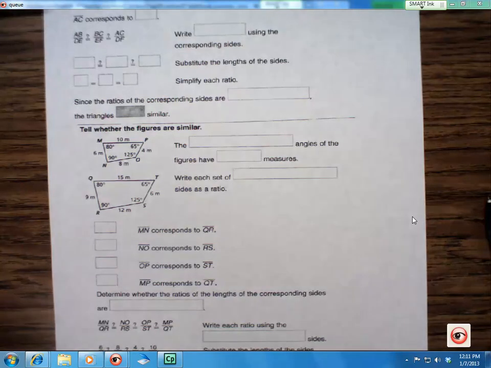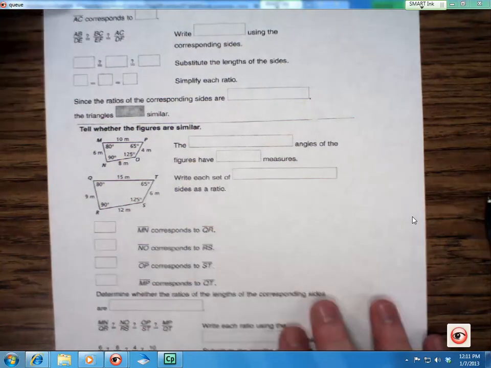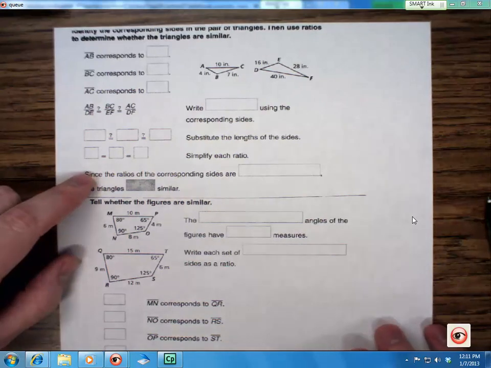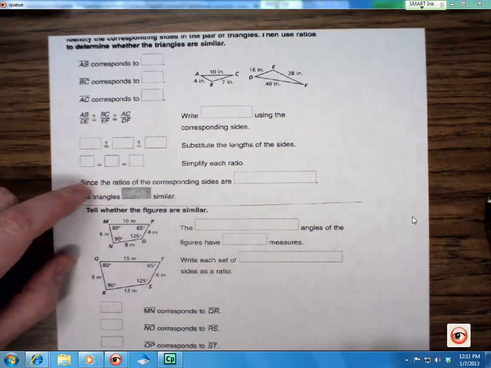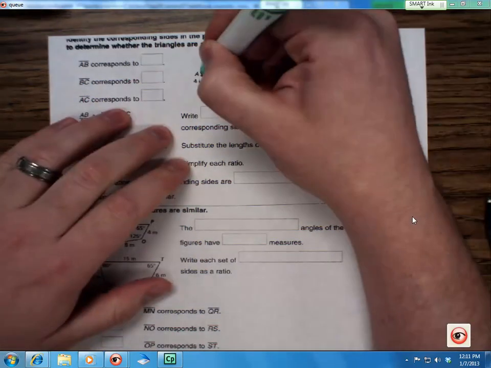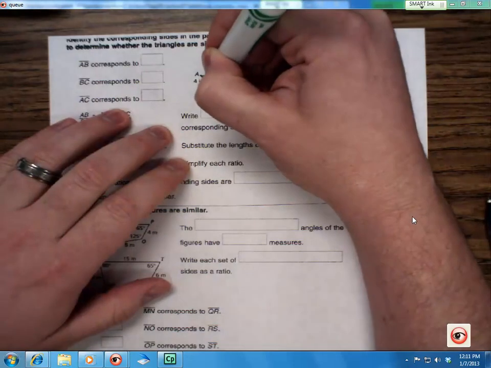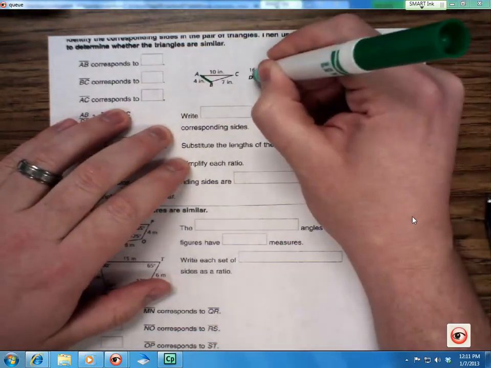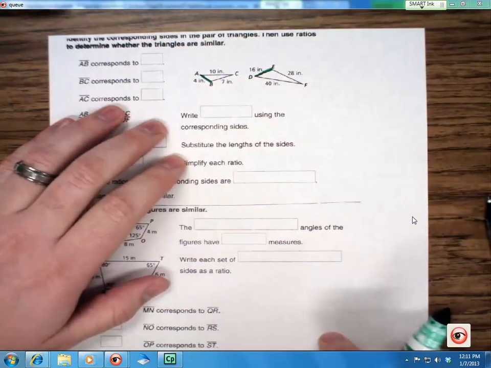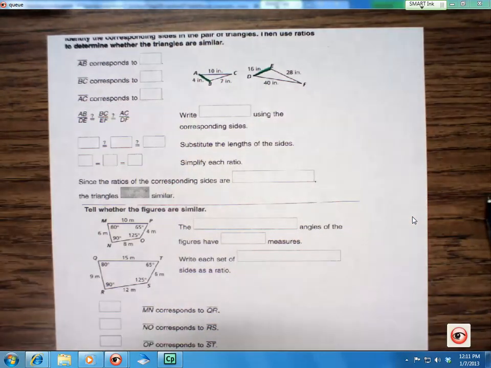So let's take a look at your notes that you got. Let's start up here at the top. The first thing I'm going to do is identify the corresponding sides. Remember, the corresponding sides are the same side on the different shape. For example, these 2 green sides that I just outlined there, those are corresponding sides.